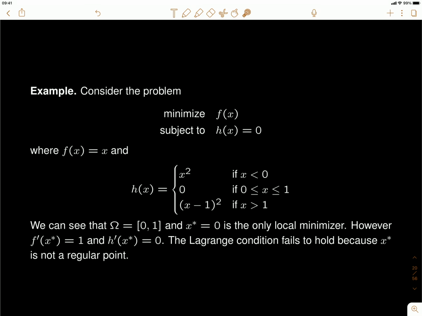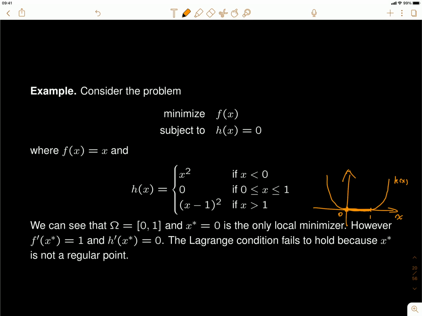Now let's look at an example. Let's consider the equality constraint problem here. Right now x is just a scalar. f of x is just equal to x itself. h of x is this function. We can actually look at what this function is, so let me just draw it here. It depends on where x is. So this is 0, this is 1, this is x. When x is less than 0, it's x squared, so it's like this parabola. When x is between 0 and 1, it is this flat area here. And when x is bigger than 1, it is x minus 1 squared, so it's another parabola here. So this curve is h of x. I want h of x equal to 0, so apparently I just need my x to be in the interval 0 to 1.